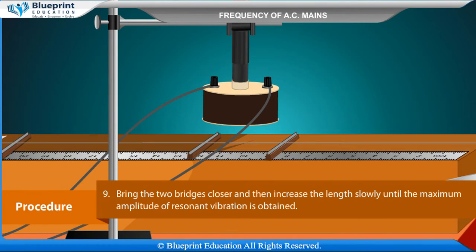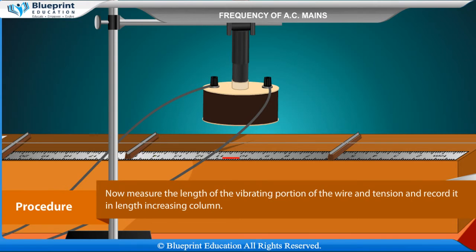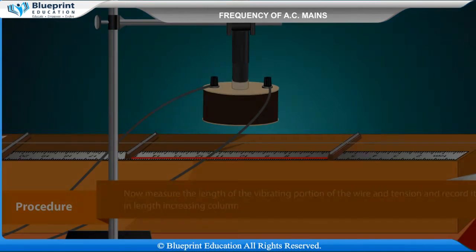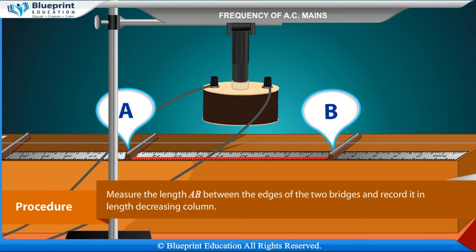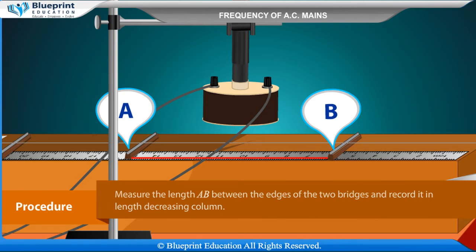Bring the two bridges closer and then increase the length slowly until the maximum amplitude of resonant vibration is obtained. Now measure the length of the vibrating portion of the wire and the tension, and record it in the length increasing column. Now move the two bridges apart from each other and then decrease the length of the wire slowly between the two bridges until the maximum amplitude of resonant vibration is obtained. Measure the length AB between the edges of the two bridges and record it in the length decreasing column.